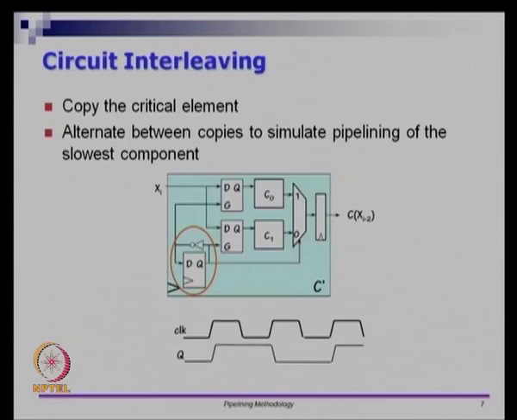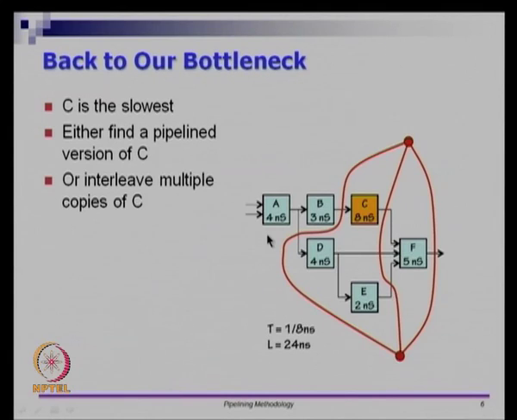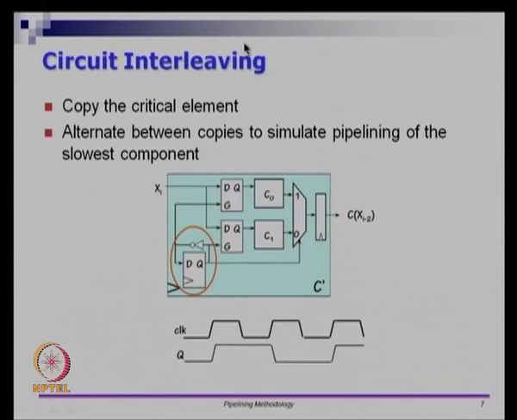So, let us see this picture on how to interleave. What I am going to do is I am going to have two copies of C. So, the critical element is C. I take two copies of C. So, this C has no direct relationship to this circuit. So, let us say that C is the critical component, right. So, C is some critical component. I put two copies of C. So, C0 and C1, essentially I have replicated the hardware.